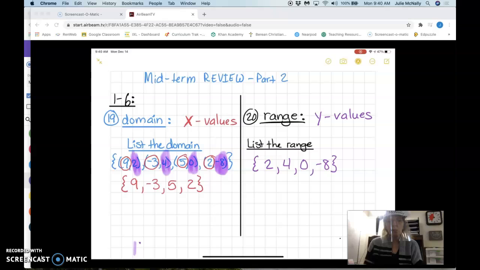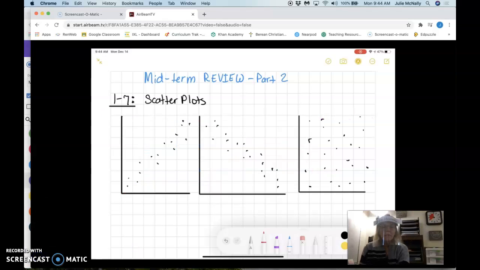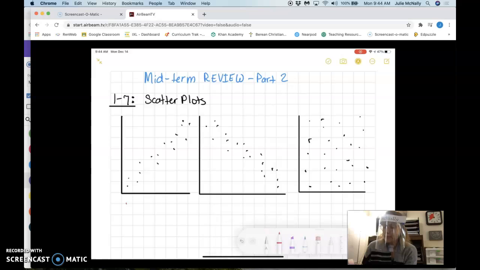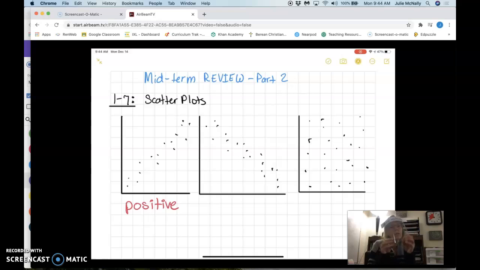And that's my range. Okay, for scatter plots, we had 3 types of scatter plots. The first one is what kind? Who remembers? Yes, very good. So write this on the line underneath this scatter plot on your paper. This is a positive scatter plot. Positive means it starts low in the corner and it goes up to the right. Positive. Positive.